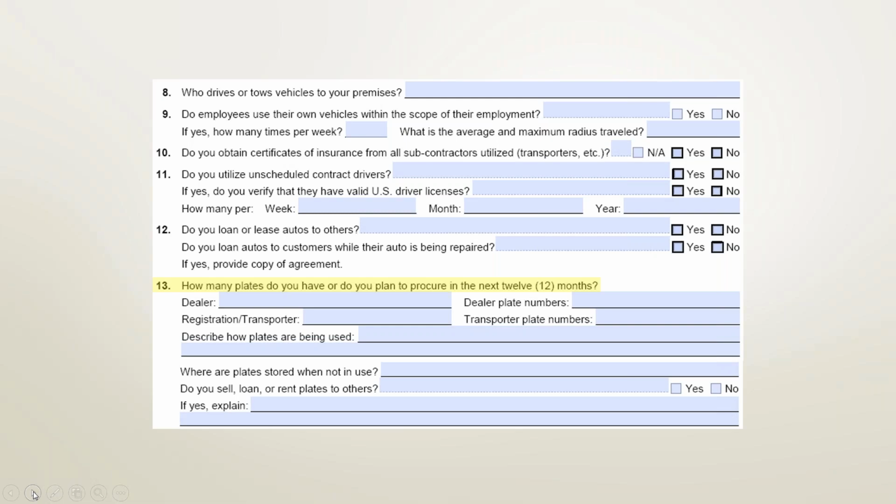Jumping down to question 11, it's referencing contract drivers. Contract drivers are persons hired on a temporary basis to pick up and or deliver an auto, and they don't have their own commercial insurance in place. Some dealerships use these types of contract drivers, which is fine. We just want to make sure that we get this section completed so that we can rate for them. And some dealerships do have contract drivers that they use on a regular basis, and those would actually be put on the employee list. All right, question 12 is going over loaned or leased autos to others.